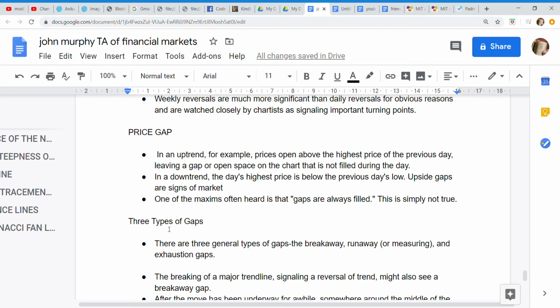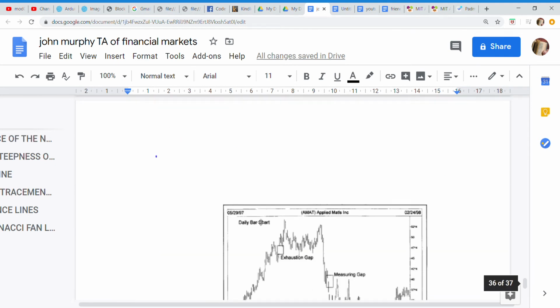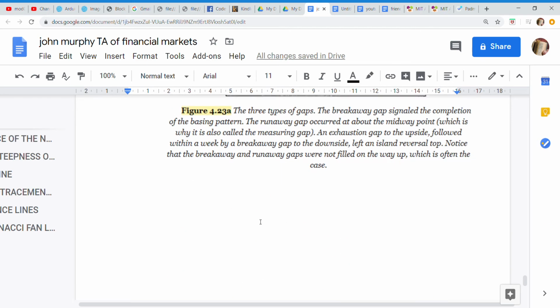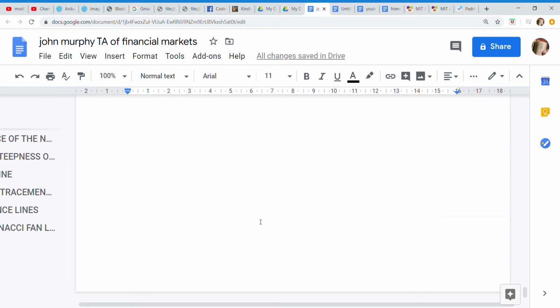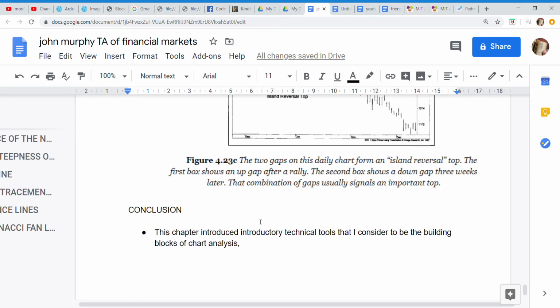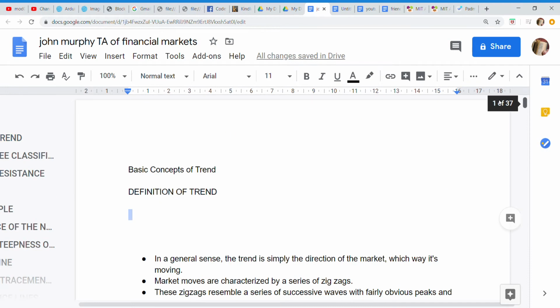Then price gaps, and three types of gaps: breakaway, exhaustion, measuring, etc. And finally the conclusion of the chapter. So let us start with the first point.